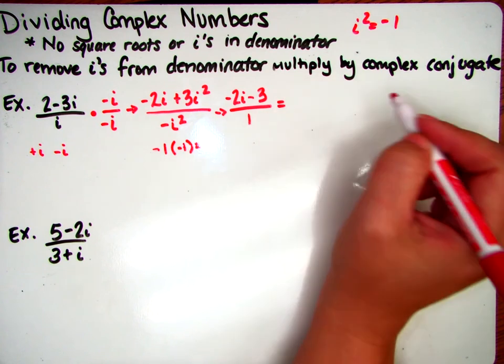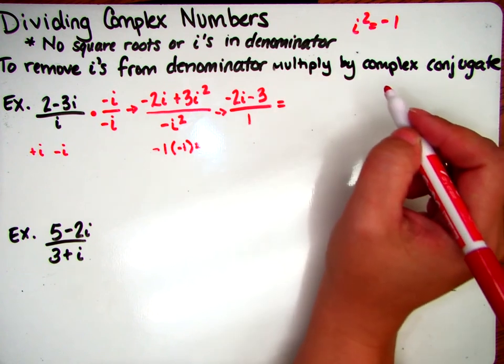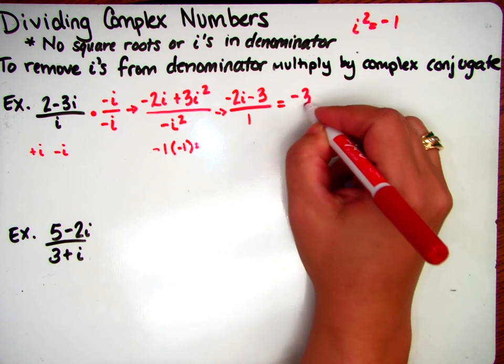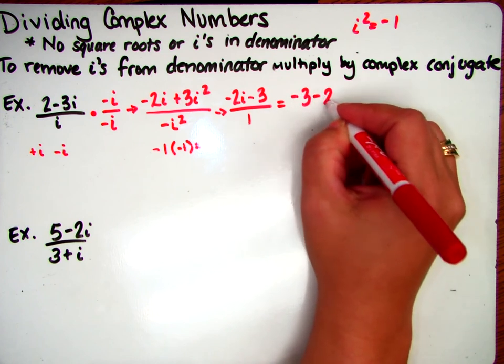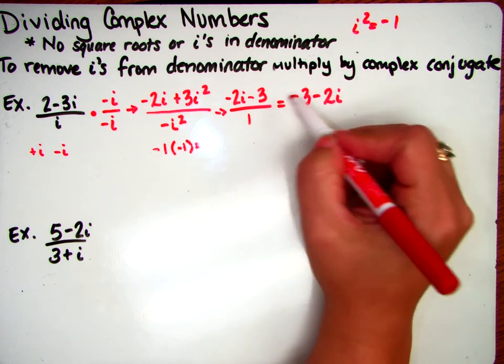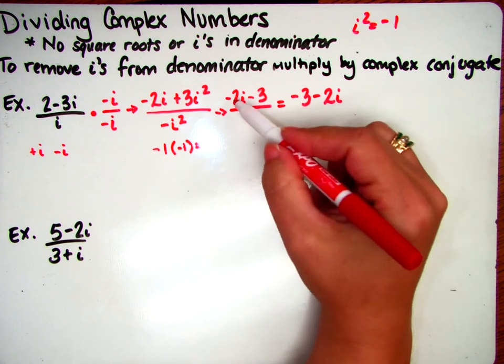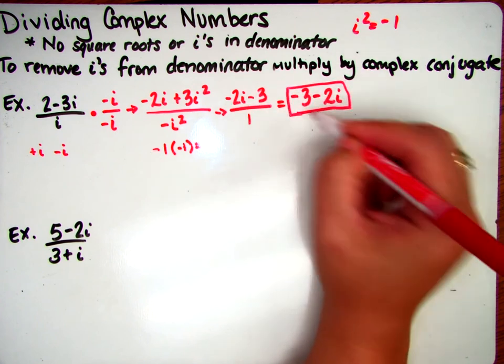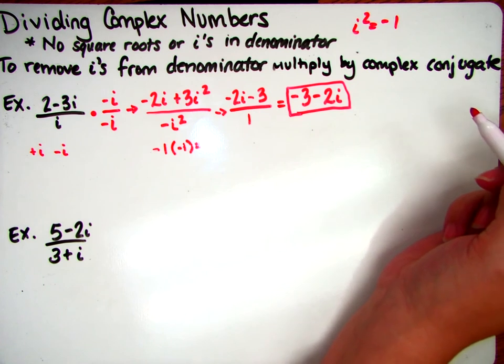All right, and now when I write it, I want to make sure that I am in a plus bi form. So I'm just going to switch these. I am not changing any sign. The negative 3 is still a negative 3, the negative 2i is still a negative 2i, and that is going to be your answer.